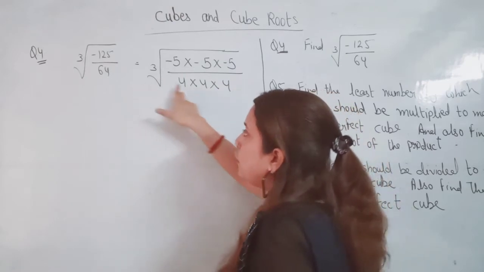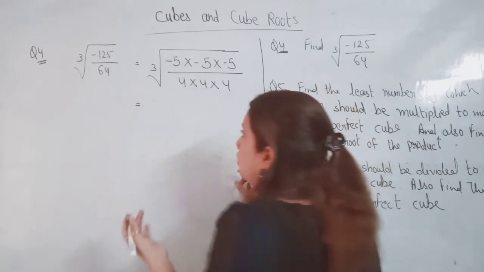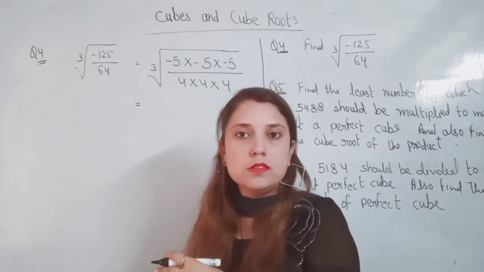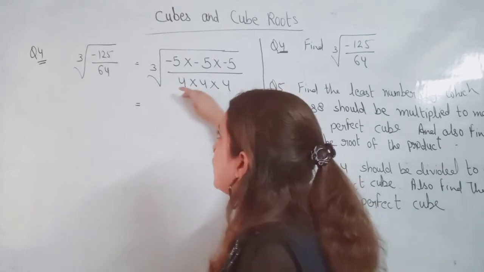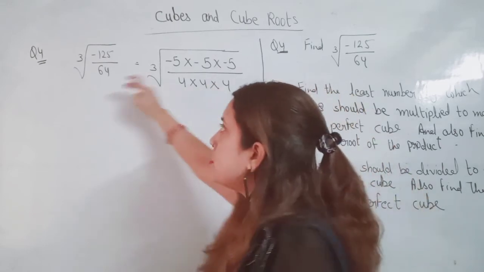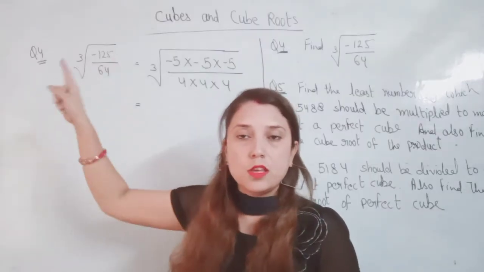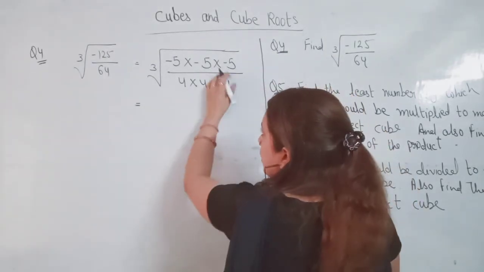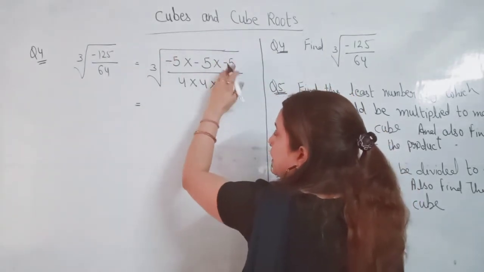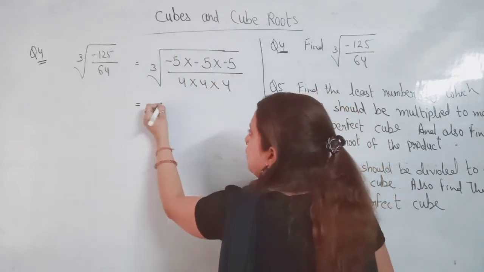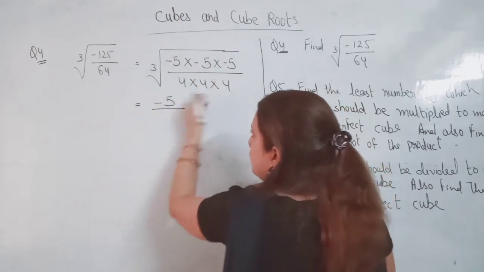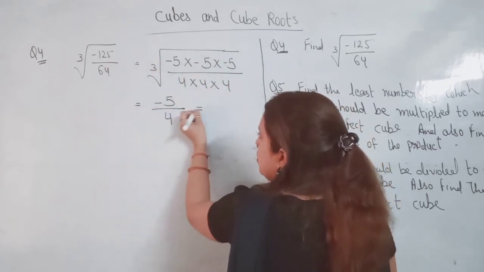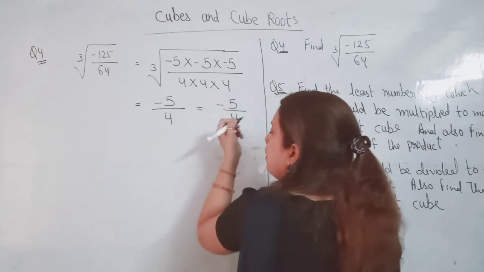This is the cube of 4. The cube root is just the converse, the reverse of the cube. If the cube of 4 is 64, then the cube root of 64 will be 4. Now when the triplet of minus 5 comes outside the cube root sign, it will be minus 5. And when the triplet of 4 comes outside, it will be 4. So the answer is minus 5 by 4.